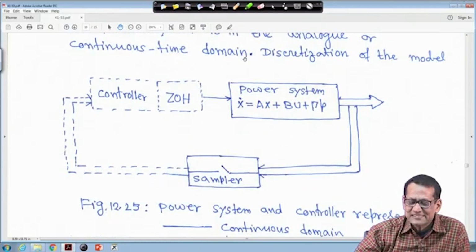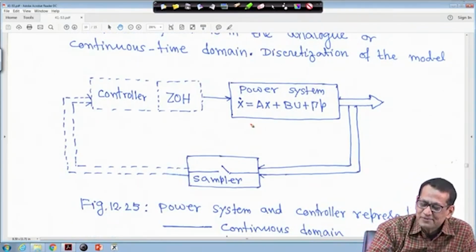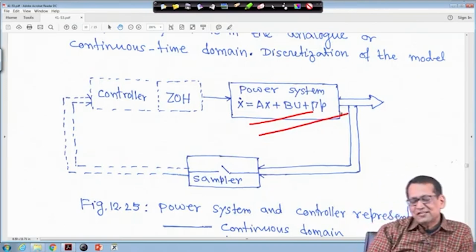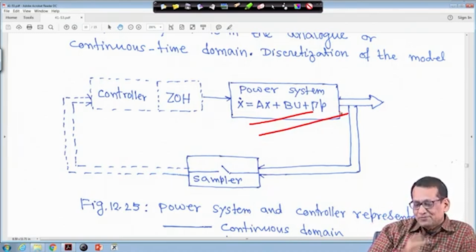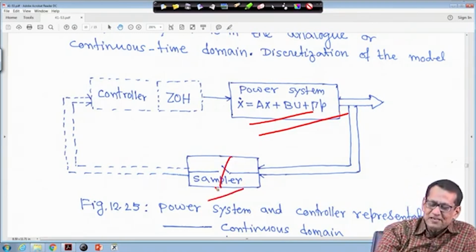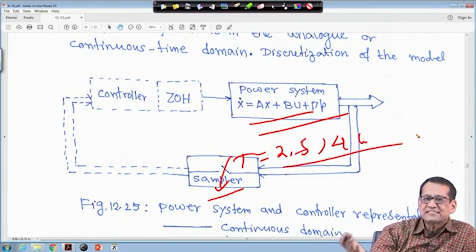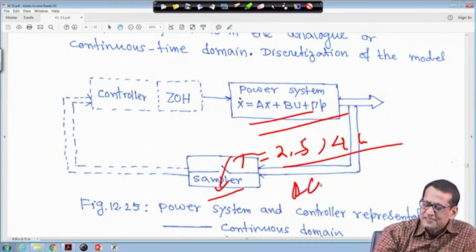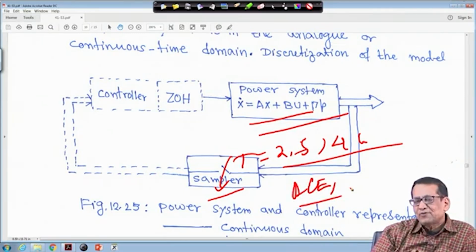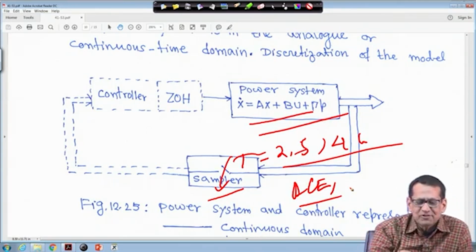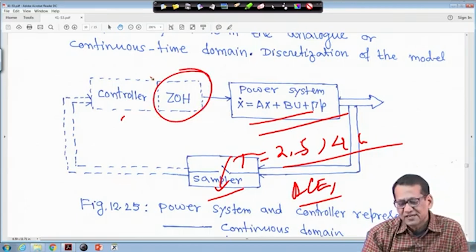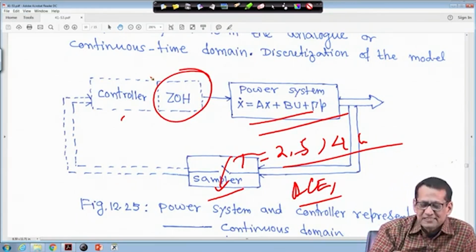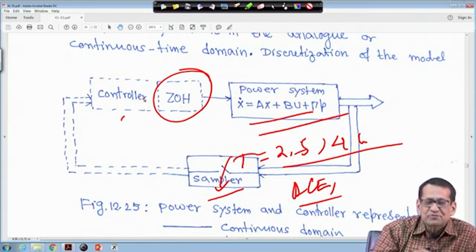A power system is there. We know that in mathematics, x dot is equal to Ax plus Bu plus gamma p. This is in the continuous time domain. Then you have a sampler. The sampling time T may be 2 seconds, 4 seconds, or 8 seconds, 6 seconds, or 1 second. Suppose the output here is your ACE; you are sampling frequency and tie power, combining both, B into delta F plus delta P tilde. After that the controller is here, then you have a zero order hold, which holds the output of the controller till the next sampling instant comes.